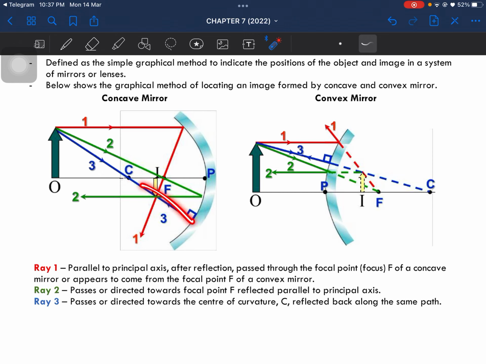Now the blue line, ray number 3, passes or is directed towards the center of curvature and then is reflected back along the same path. So it is basically 90 degrees to the mirror's surface. If it was me, because we only need to draw a minimum of 2 rays, I would just remember ray 1 and ray 3, the red and blue color. But actually it's not really hard to remember the steps in drawing each of these rays. You just need practice.